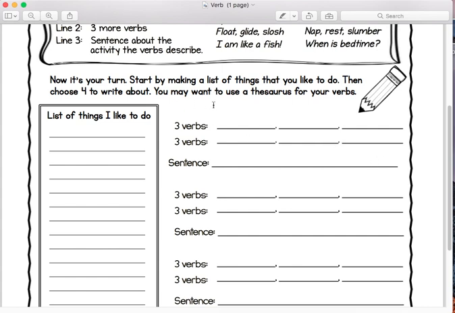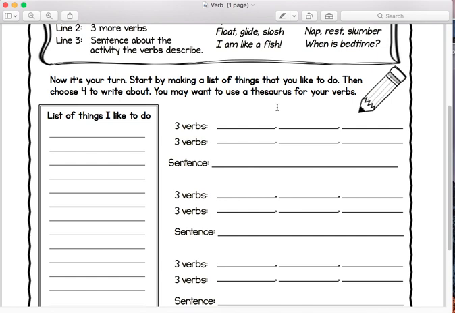Now up here it says you might want to use a thesaurus for your verbs. What's a thesaurus? A thesaurus is kind of like a dictionary, but instead of giving you the definition, what it does is it gives you words, different words that mean the same thing as the word you're looking for.